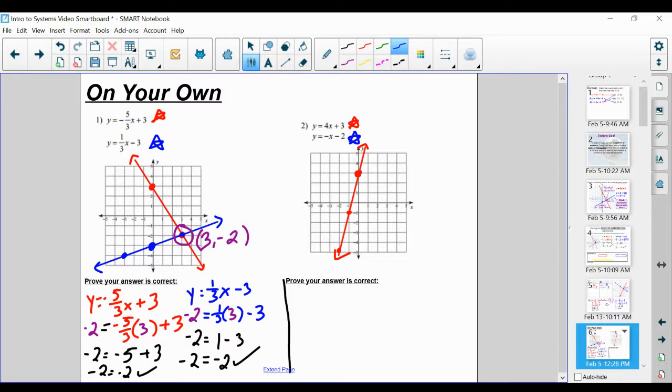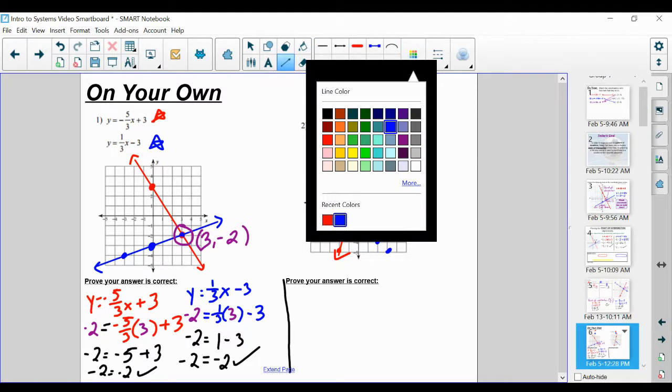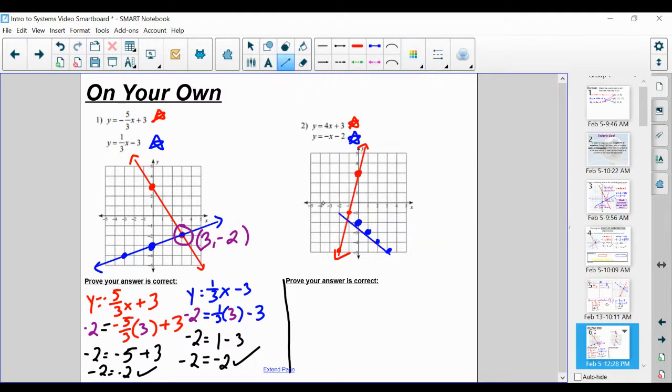Second equation is y is equal to negative x minus 2. Which means we go down 1 and right 1, down 1, right 1, down 1, right 1. So now I'm going to graph our line. Going to do it in blue. There we go.